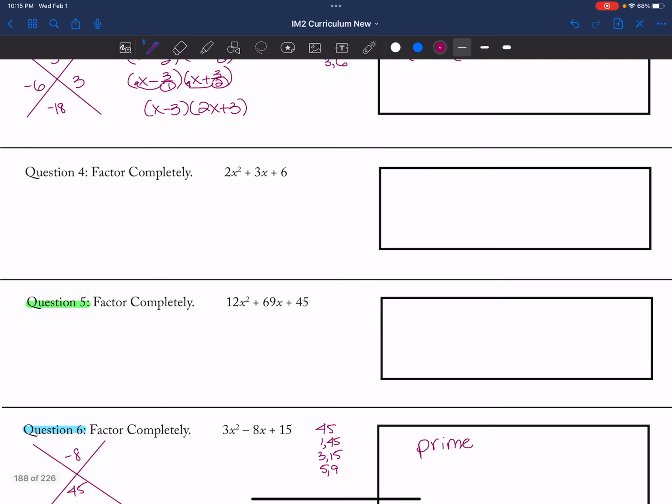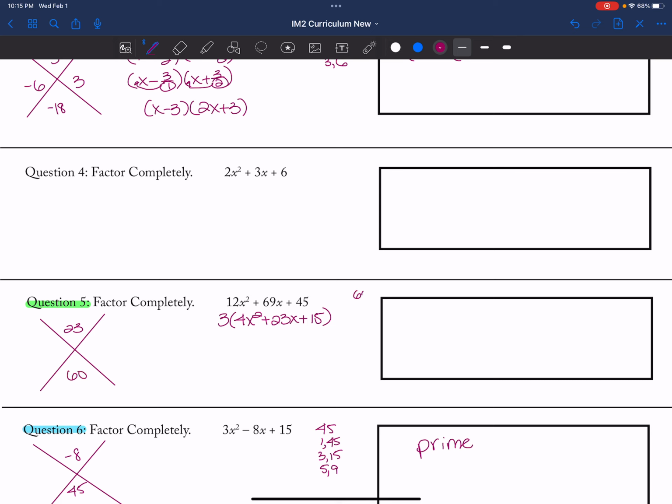Let's see. Looks like this is all divisible by 3. So let's pull out a 3 first. So then that leaves me with 4x squared plus 23x plus 15. I'm just making sure that that's right. Okay, so now I'm going to draw my box, or my x. I want to say box all the time because we just did a whole bunch of boxes. And I have 23 in the top, and I have 60 in the bottom because that's 15 times 4.